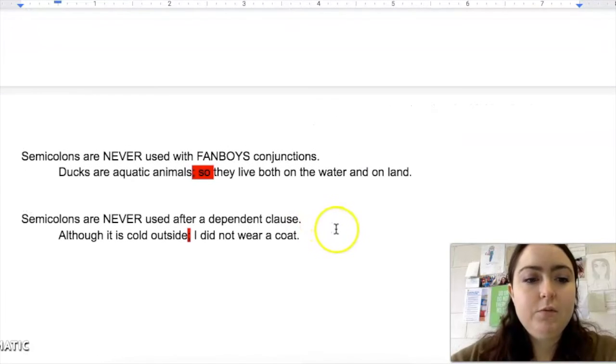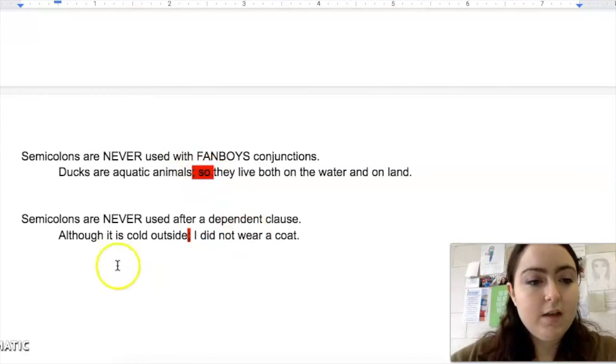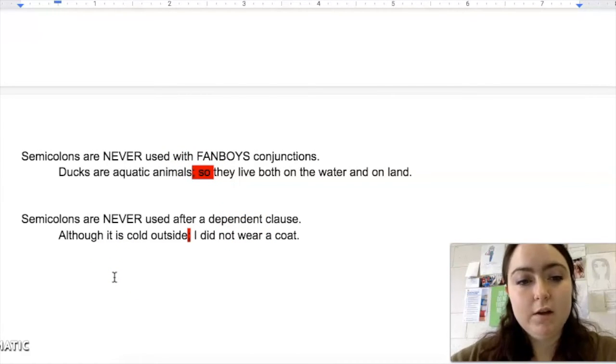Alright, 2 times you never use a semicolon. 1, you never use it with a FANBOYS conjunction or a coordinating conjunction. Remember, the FANBOYS are for, and, nor, but, or, yet, so. Don't do that. Just replace it with a comma. Secondly, you never use semicolons after a dependent clause.